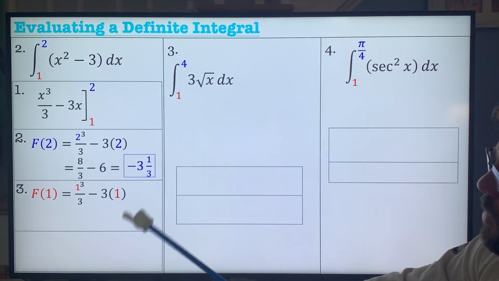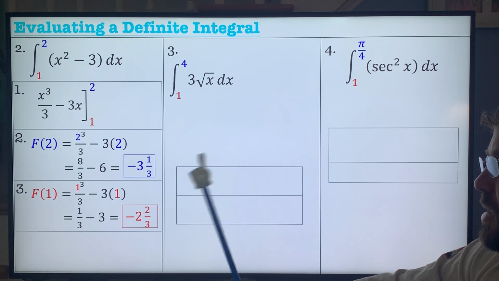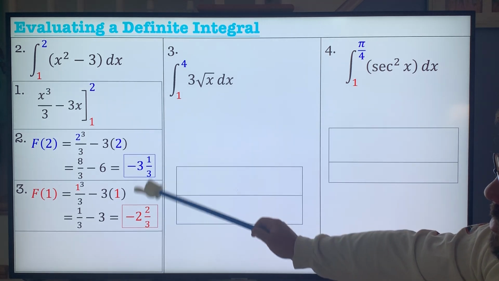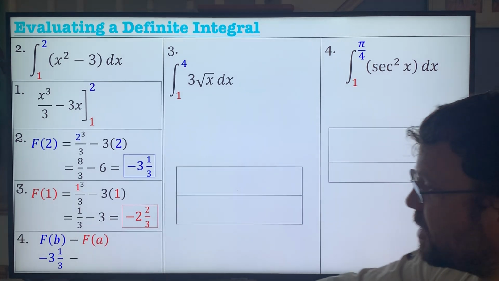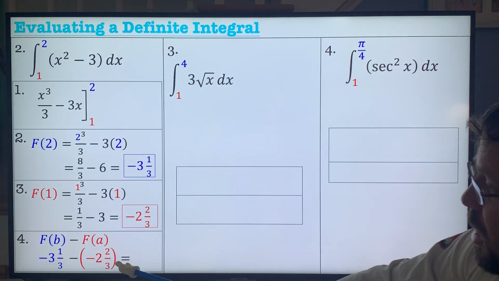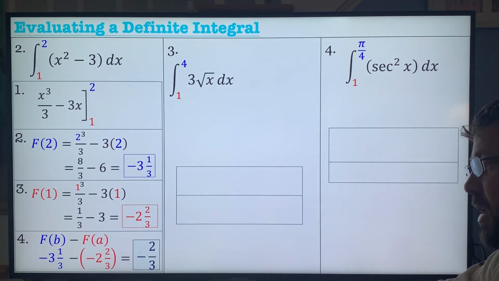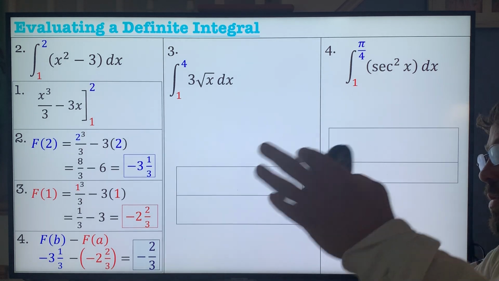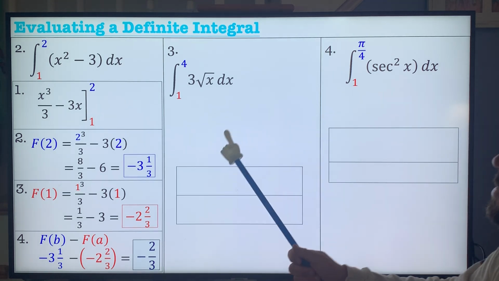Next one, f of 1, so you got 1/3 minus 3, 1/3 minus 9 over 3, so that's negative 2 2/3, or negative 8/3. Take these two numbers, f of b minus f of a, so you subtract them, so this becomes negative 3 1/3 minus a negative, which is plus 2 2/3. All right, negative 10/3 plus 8/3, so you get negative 2/3 as an answer. You want to use a calculator, you want to use your brain, whatever you want, as long as you get the right answer. So why don't you guys try 3 and 4?